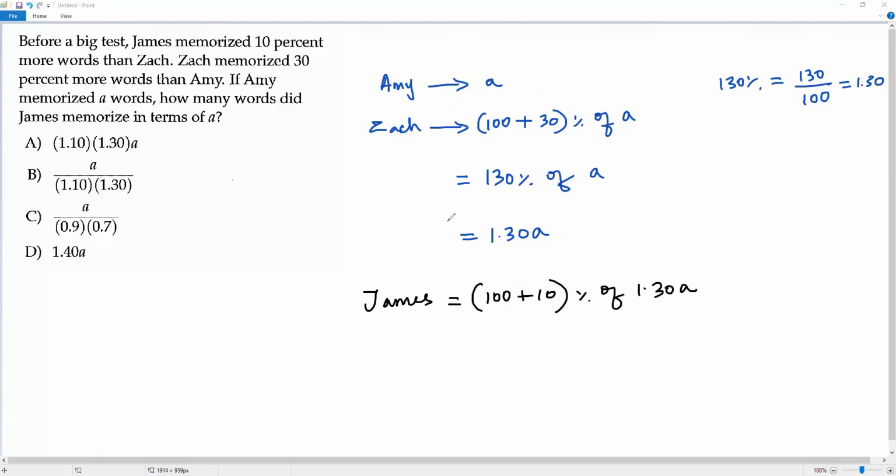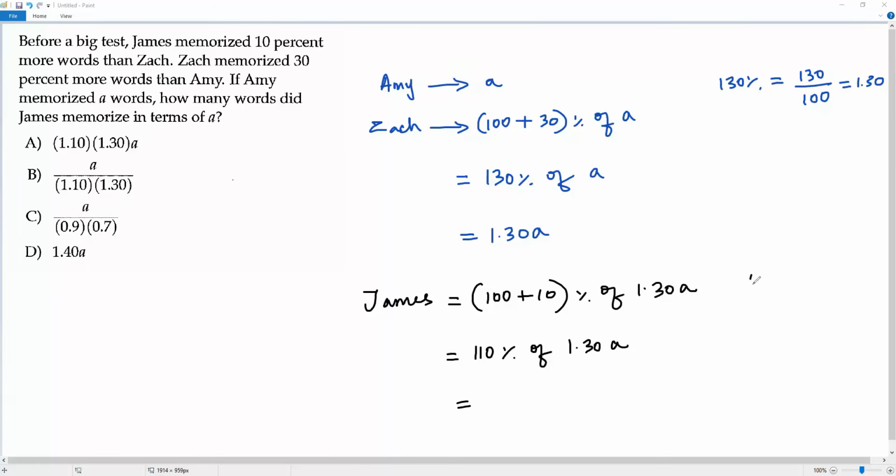So just now we got the number of words memorized by Zach. That is 1.30 A. So James memorized 10% more words. So we add 10 to 100% of the number of words memorized by Zach. That is 1.30 A. Okay, so 100 plus 10 will become 110% of 1.30 A.